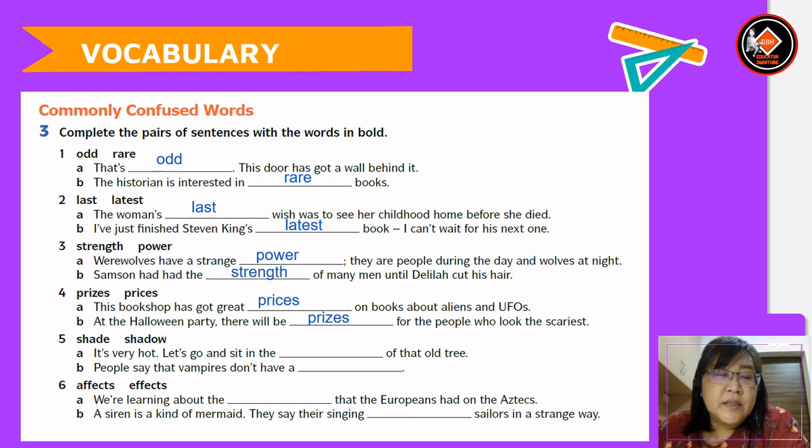Then number 5, A, it's very hot. Let's go and sit in the shade of that old tree. B, people say that vampires don't have a shadow. And then for number 6, A, we are learning about the effects that the Europeans had on the Aztecs. B, a siren is a kind of mermaid. They say they sing. Their singing affects sailors in a strange way.